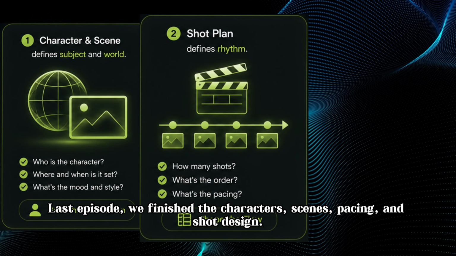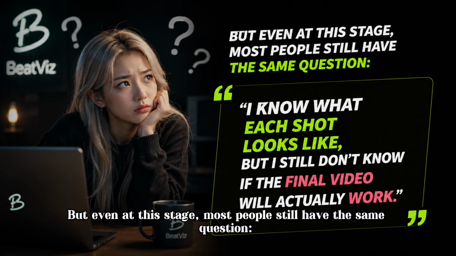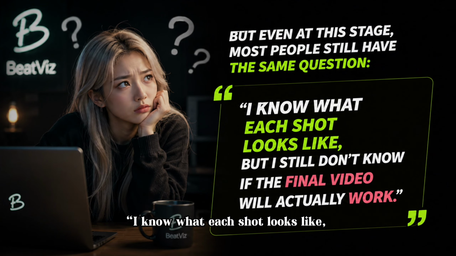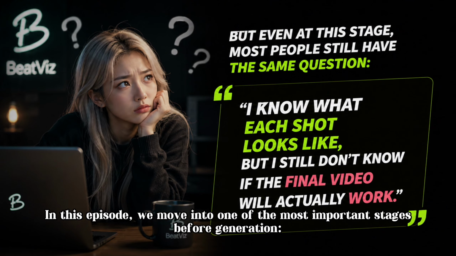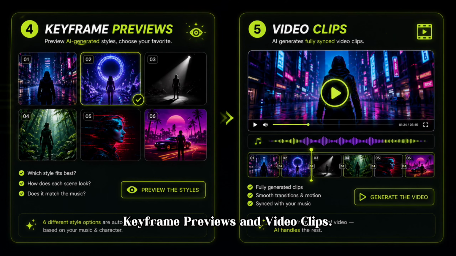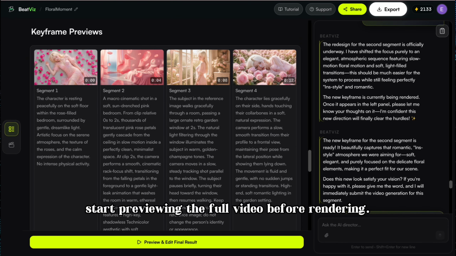Last episode, we finished the characters, scenes, pacing, and shot design. But even at this stage, most people still have the same question. I know what each shot looks like, but I still don't know if the final video will actually work. In this episode, we move into one of the most important stages before generation: keyframe previews and video clips. This is where you stop generating blindly and start previewing the full video before rendering.